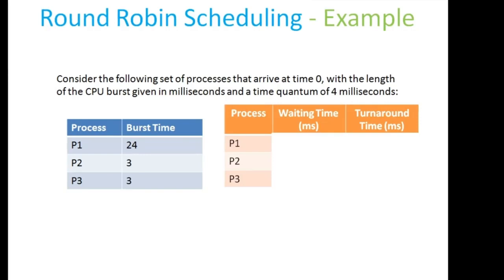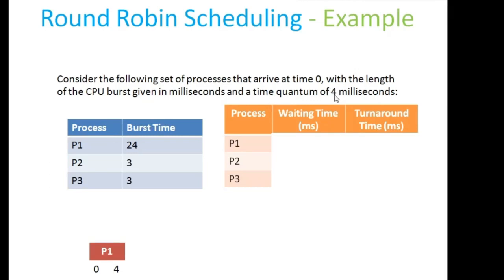Since round robin scheduling is similar to FCFS with an additional time quantum, first the process P1 starts its execution. Look at the burst time of the process P1. It is 24 milliseconds, but the time quantum is only 4 milliseconds. So P1 will be started first, which will execute for 4 milliseconds, that is, for the defined time quantum. Then it will move to the process P2.